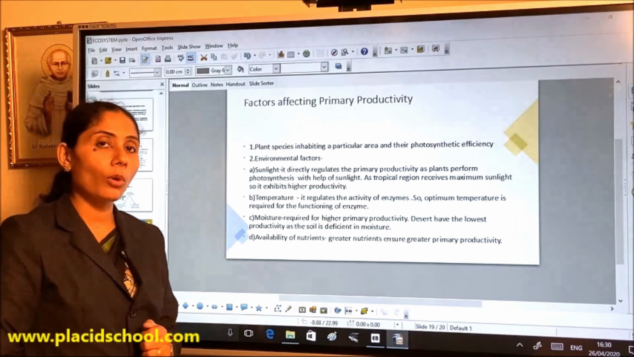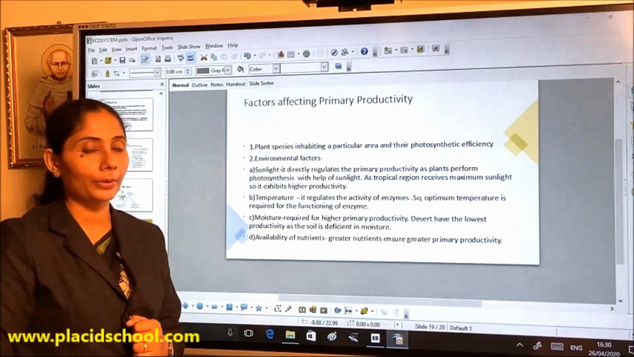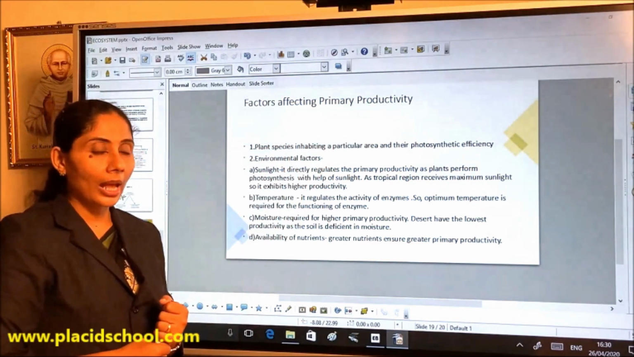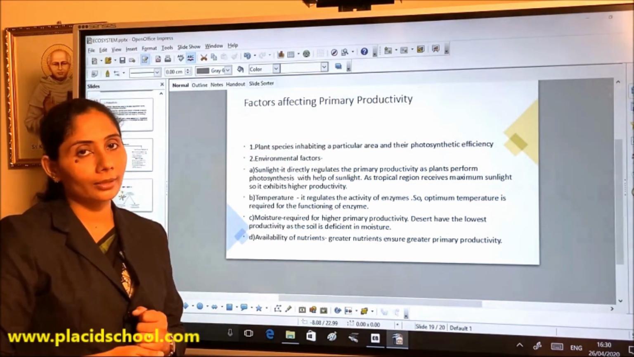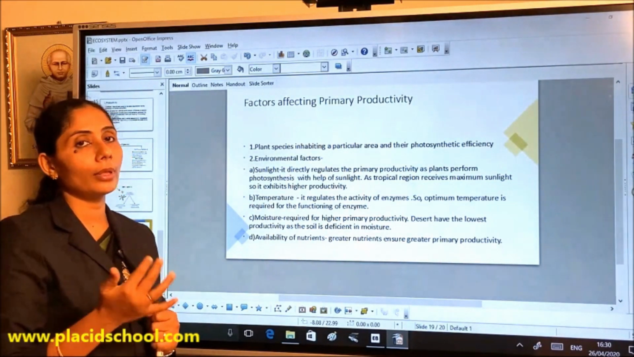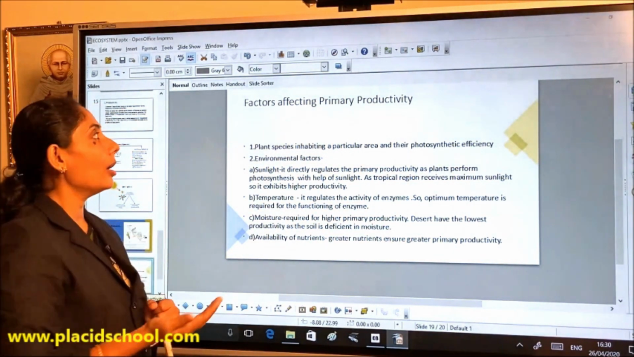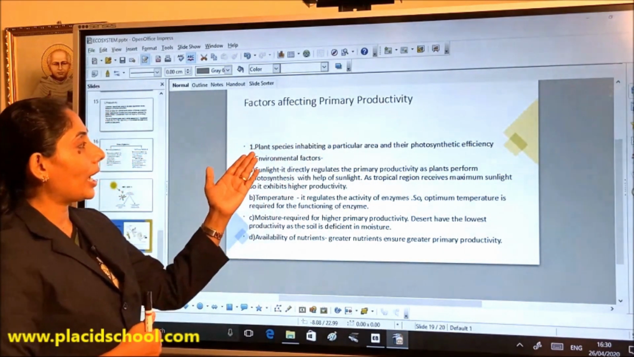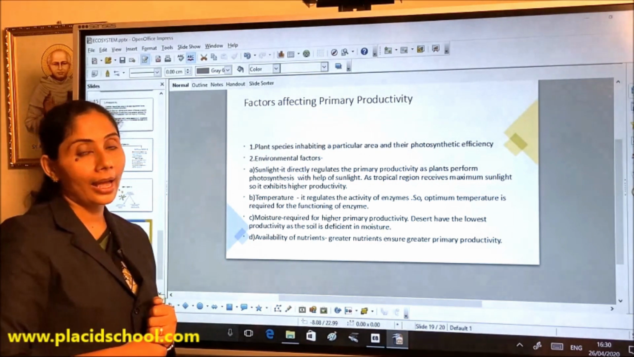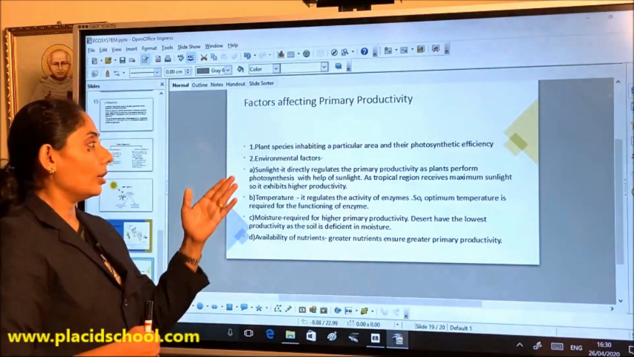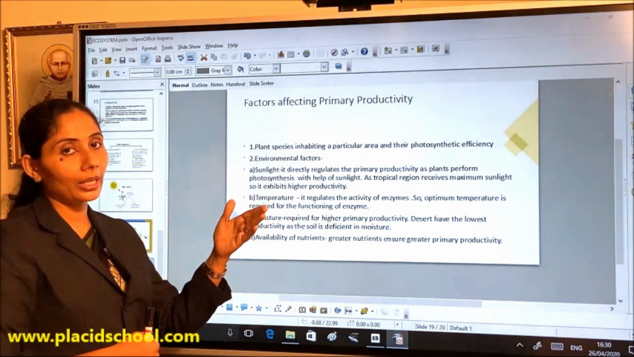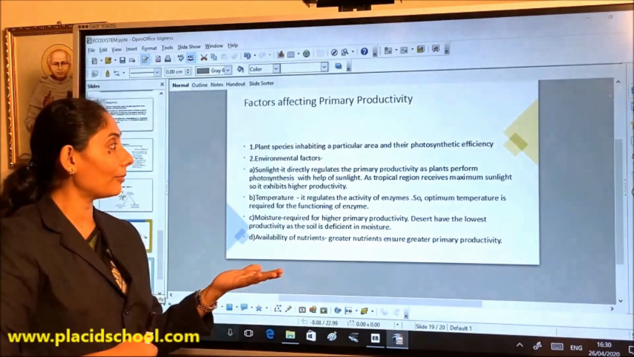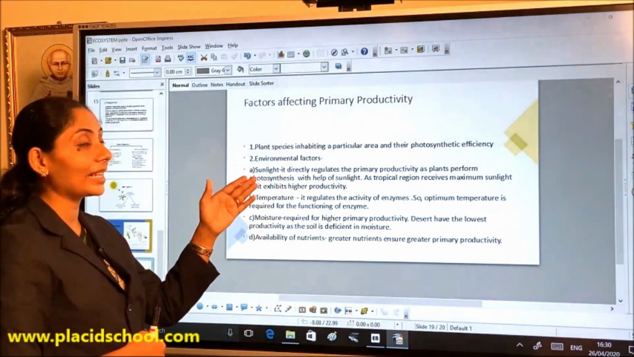Now let us talk about the factors that affect primary productivity. As I told you, primary productivity is done by plants, through a process called photosynthesis. So all the factors which influence photosynthesis can also be written as factors affecting primary productivity, like plant species inhabiting a particular area and the photosynthetic efficiency. The taller and bigger the plant is, having more leaves, the more photosynthetically efficient it will be. Then there are other environmental factors like sunlight.